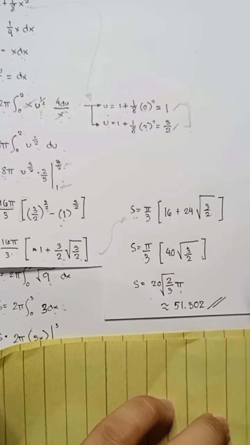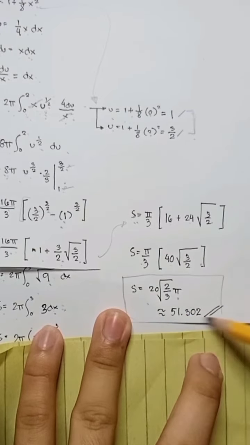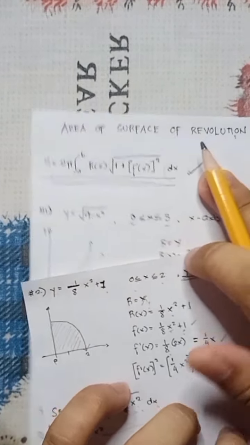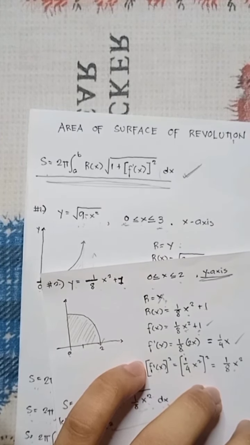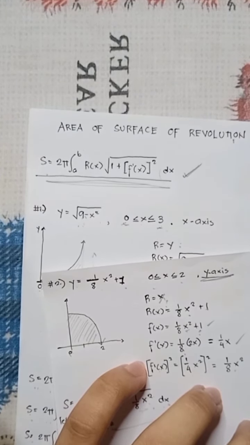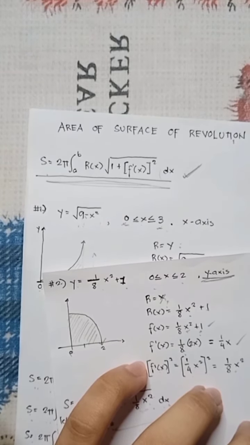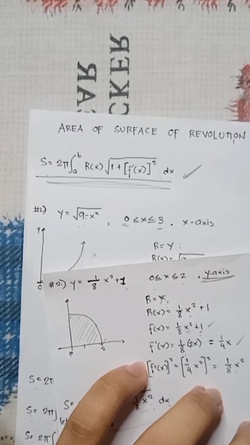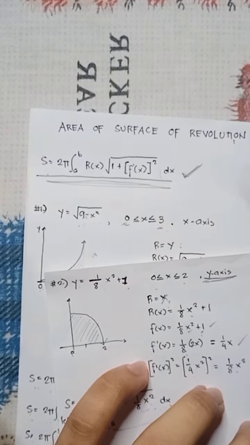So, in decimal naman, approximate siya ng 51.302. So, ito yung final solution natin. Final answer natin, guys, using yung formula natin para sa area of surface of revolution. So, sa paggamit ng formula, guys, dapat alam natin kung ano yung mga given, o anong gagawin sa mga given, anong formula, anong steps yung gagawin, gaya ng use substitutions, yung mga power rule, yung mga rule na kailangan tandaan, dapat alam natin para magamit natin ng ayos yung formula for area of surface of revolution.